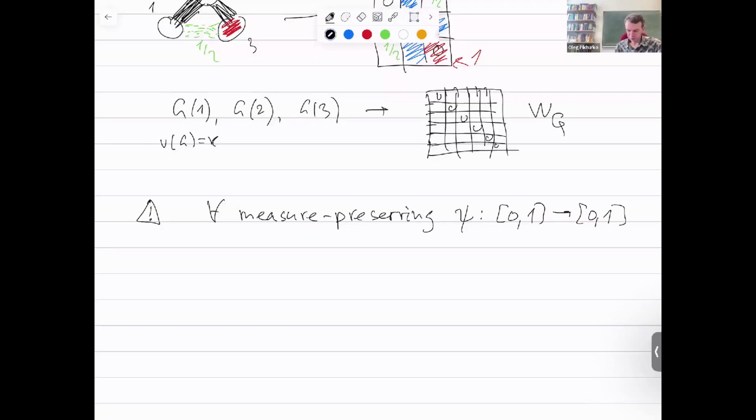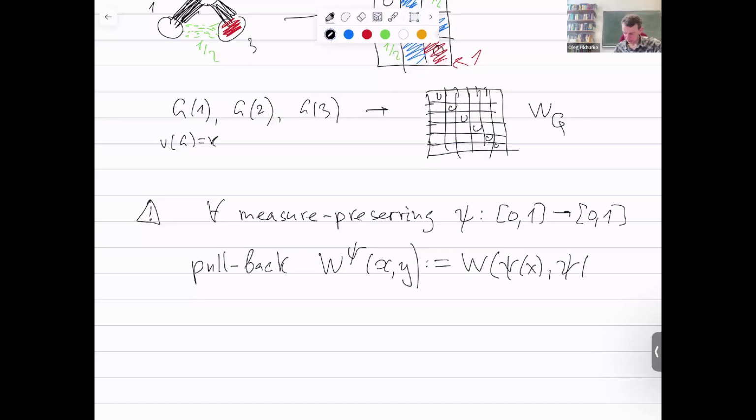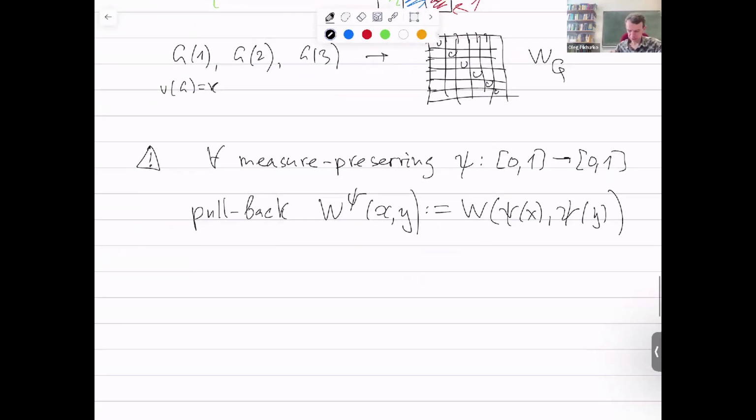And if you have a graphon W, you can define its pullback, called W psi. And how do we define it? One way to view it is that you relabel the vertices. So psi tells you the new labels. You evaluate W at psi of x and psi of y. And you can check it's still a graphon. It requires a bit of technical checking. It's clearly symmetric, and then you have to check other properties.